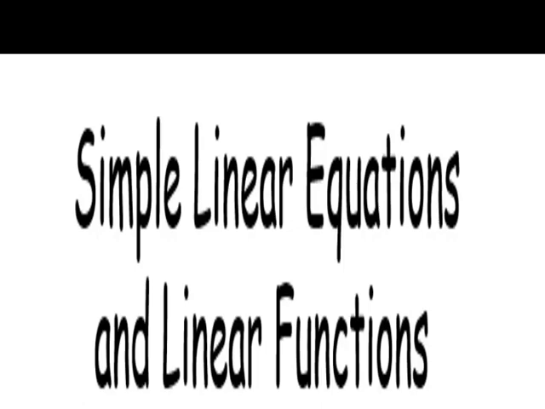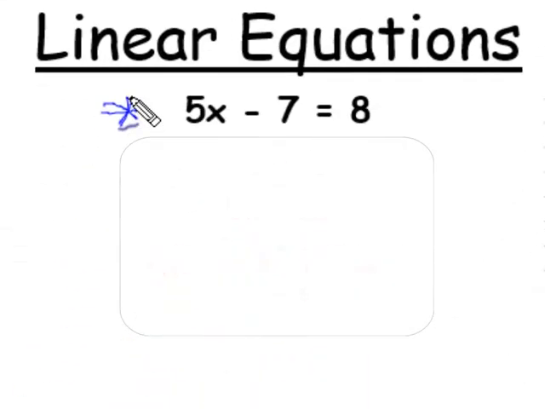We begin by looking at linear equations, and in particular, a rather simple linear equation, 5x minus 7 equals 8. We'd like to solve this equation, which means find an x that will make the equation true. That is, the number on the left-hand side, 5x minus 7, should be equal to the number on the right-hand side, 8. We will follow the usual algebraic steps to solve this equation.